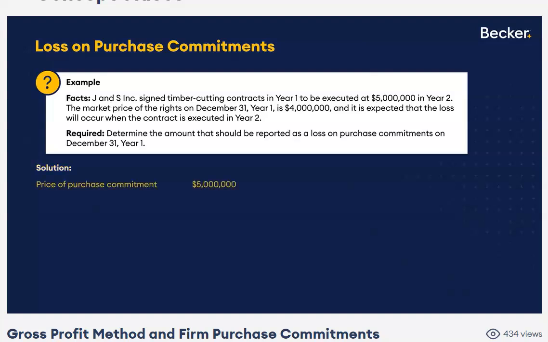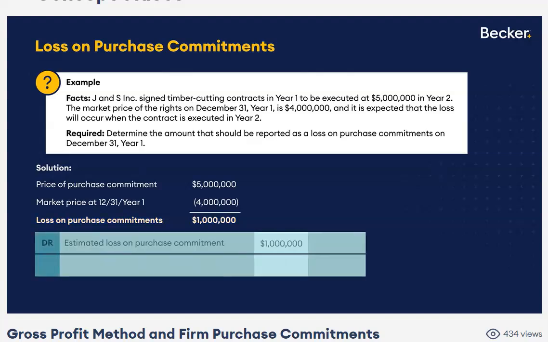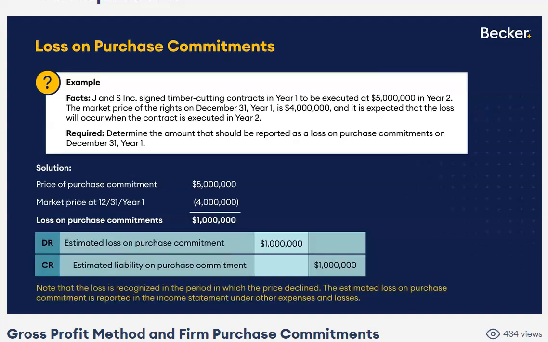So we locked in a contract price of $5 million. The market price is only $4 million. We're expecting a loss of $1 million. Got to book it right now in year one. You can't wait for year two, rule of conservatism. So we debit the loss, credit a liability. By debiting the loss, your profit goes down, which reduces your retained earnings, which reduces your equity. So equity is down, and then obviously we're booking a liability. So equity down, liability up, no change to assets, okay? So, that's pretty much it.